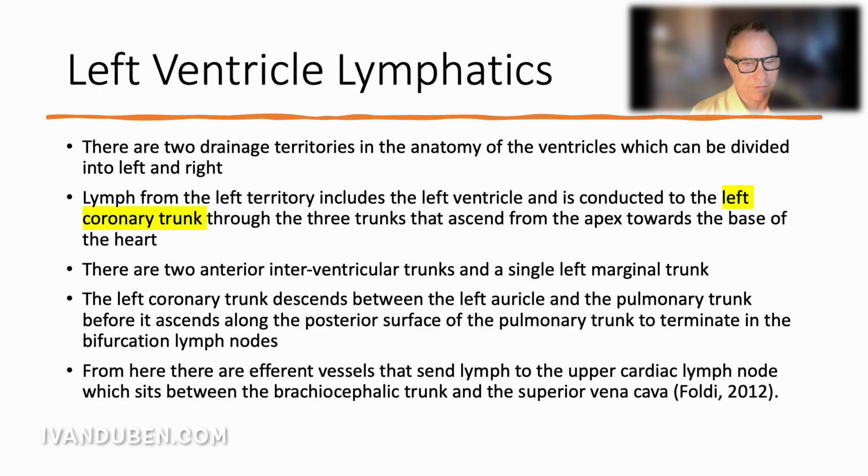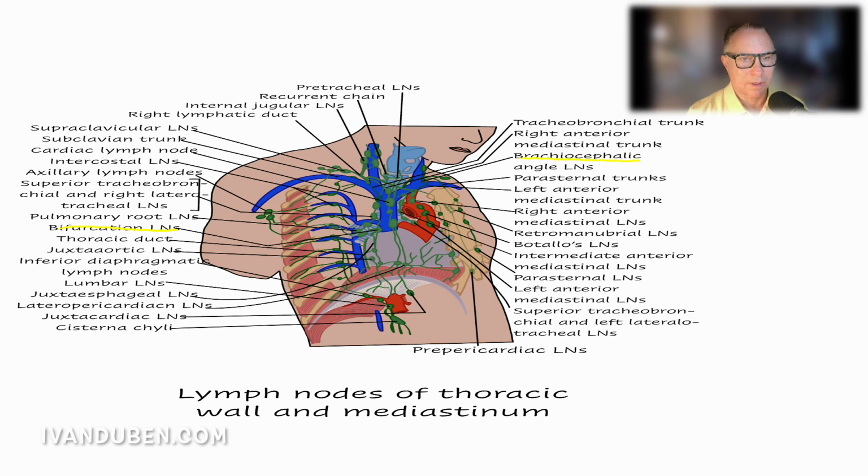From here there are efferent vessels that send lymph to the upper cardiac lymph node, which sits between the brachiocephalic trunk and the superior vena cava. Coming back to this image, this is of course still not seeing the heart muscle itself, you're just looking at that pericardium. But for instance, that bifurcation lymph node located outside above the pericardium, and then we have brachiocephalic lymph nodes located also superior to the pericardium.